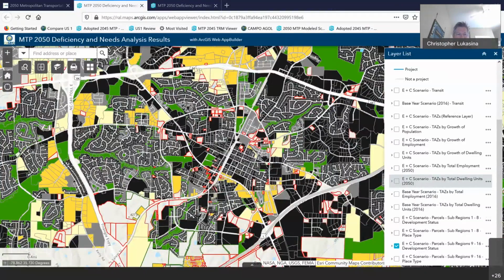But I think the basis of the question here is the regional analysis differing from the local analysis. And we'd expect there to be differences. When you do the local jurisdictional transportation plan, you might be using different assumptions for growth, for your population and employment, for where the growth might be going.